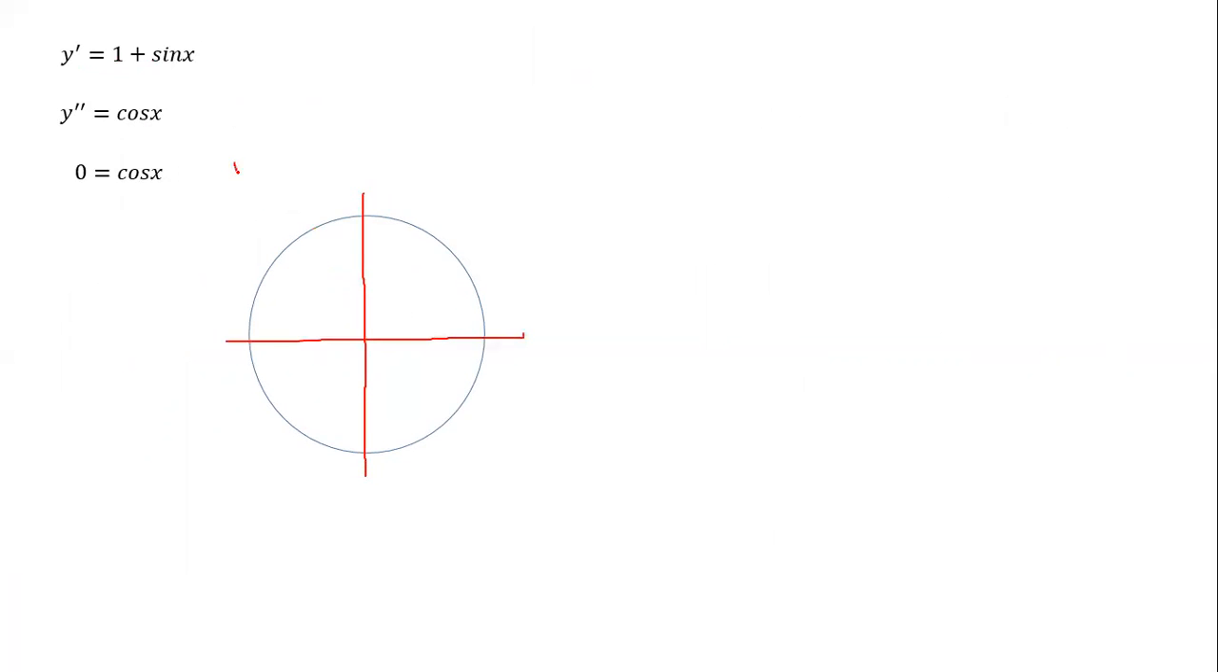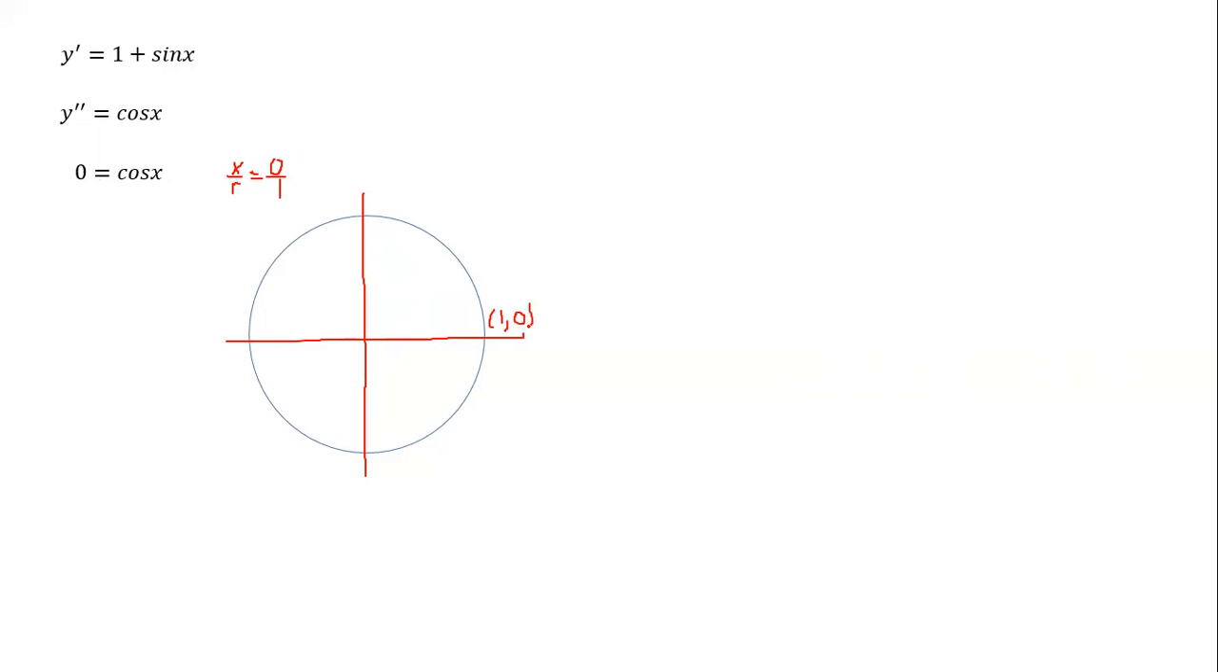The second derivative. Derivative of 1 is 0. Derivative of sine is cos. Let that equal 0. Where does cos x equal 0? Cosine is x over r. With the unit circle, r is always equal to 1. If we want to get an answer of 0, we're looking for where x equals 0.